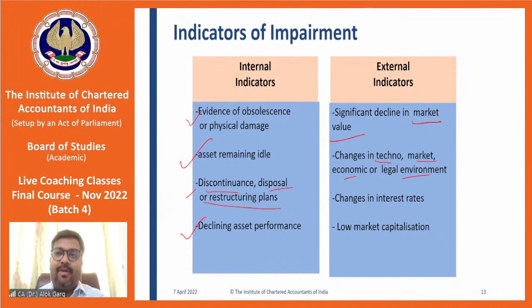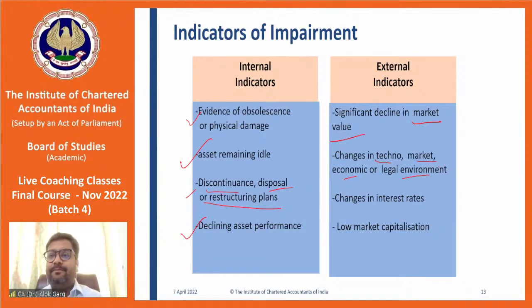Changes in legal environment. The government has come up with a notification that diesel cars will be banned in India, or diesel cars will be banned in the state of Haryana. This is again a notification from the government side. So this is a change in the legal environment, and of course it is an external indicator of impairment, right?